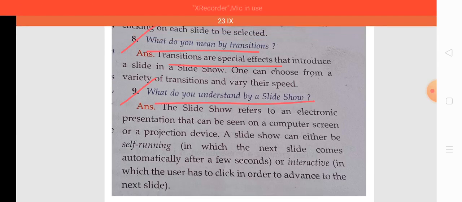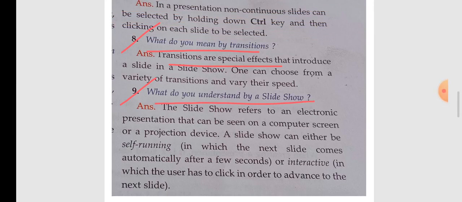So a slideshow refers to an electronic presentation that can be seen on a computer screen or a projector device. Most of the time we use a projector to see the slideshow, because we basically address a group of people at the same time. So we use a projector so most of the people can easily see our slides. And a slideshow can either be self-running, which means the next slide comes automatically after a few seconds, or interactive, in which the user has to click in order to advance to the next slide.